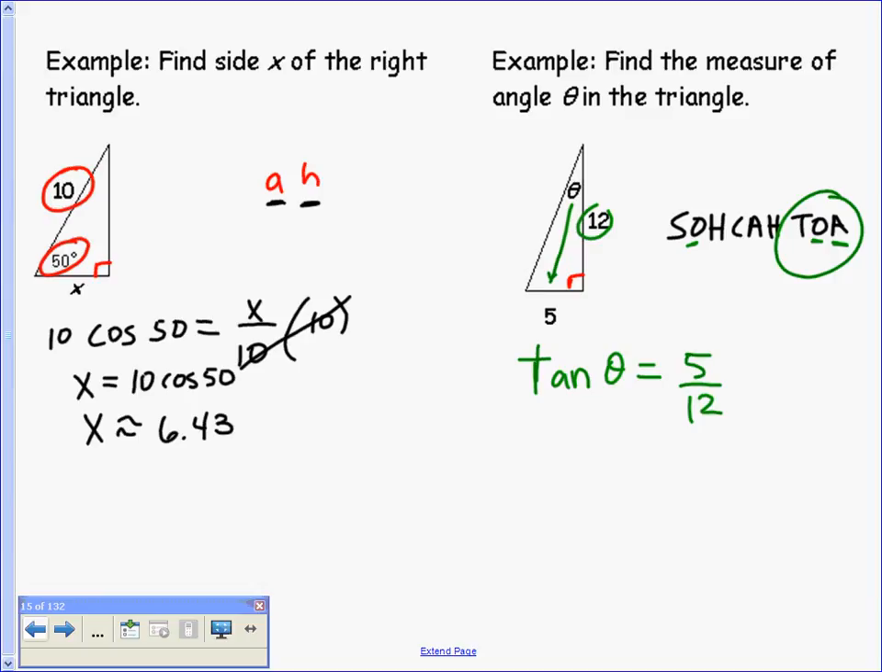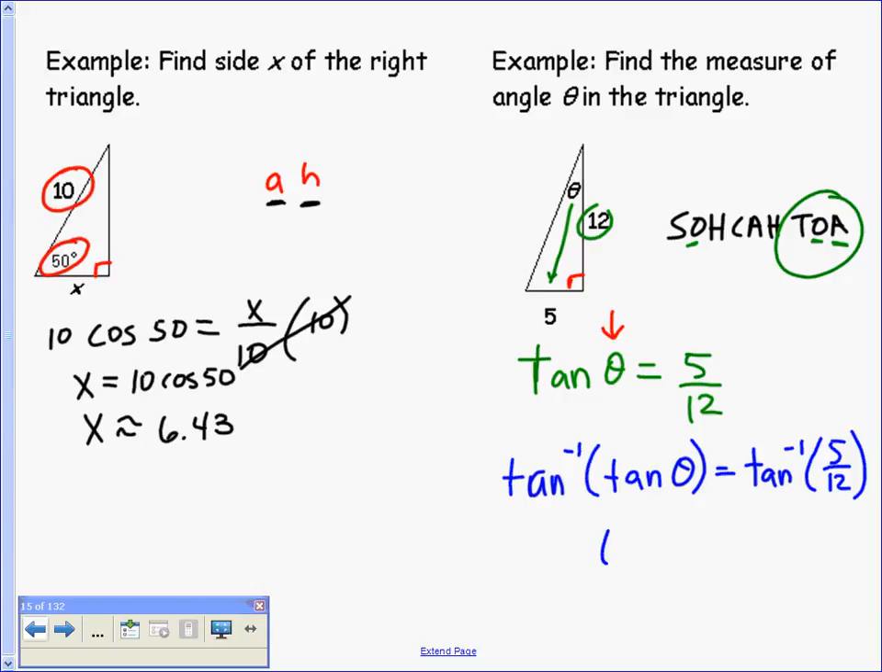Okay, now this time I'm doing something a little different. I am trying to find this angle measure, and this is the first time we've done this. So if I want to find the angle measure, I can't just get rid of tangent. I've got to do my inverse tangent. So what I would do to find this is take the inverse tangent of both sides. And so what this leaves me with on the left side is just theta is equal to the inverse tangent of 5/12. Okay, so now is when we're going to use that key on our calculator.